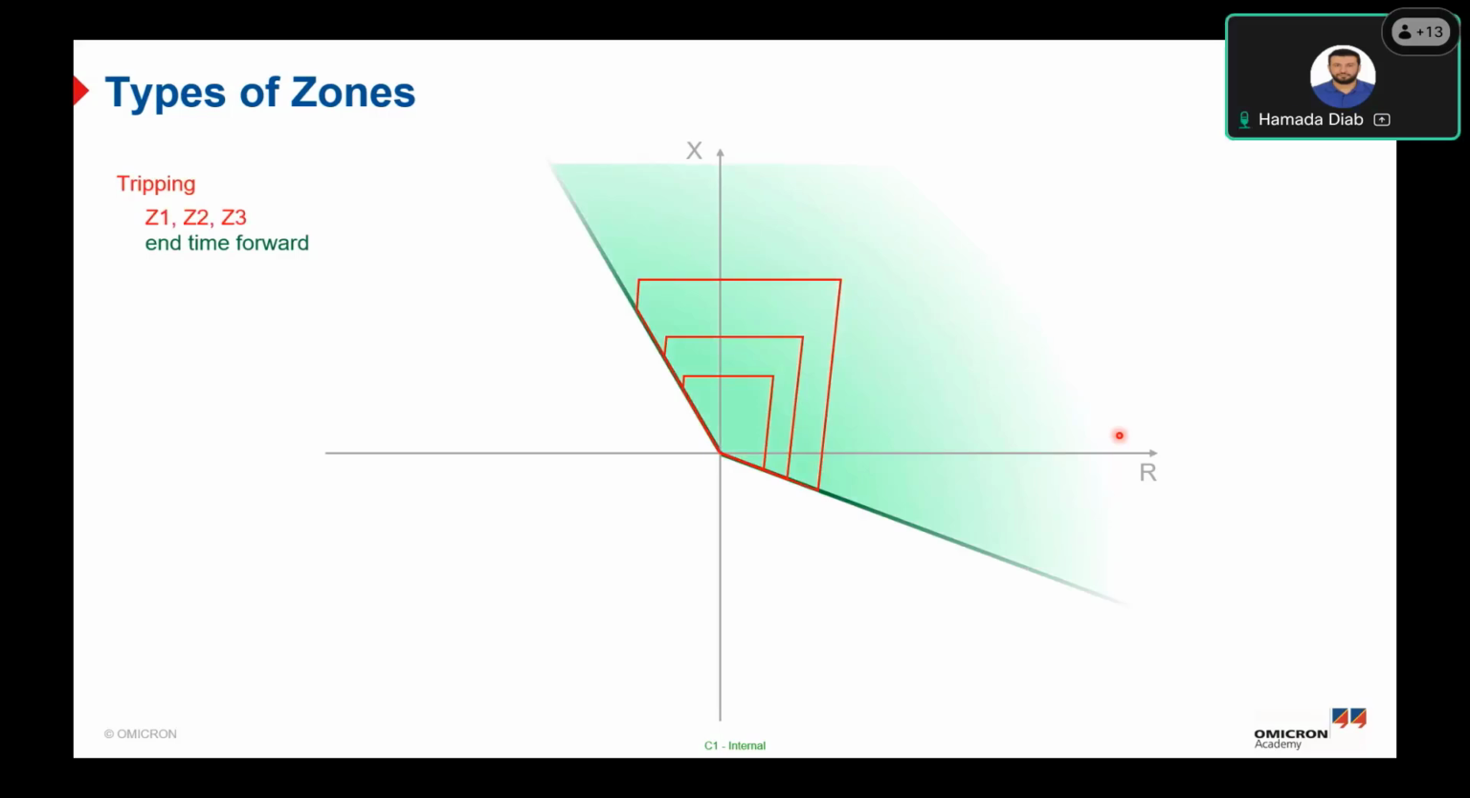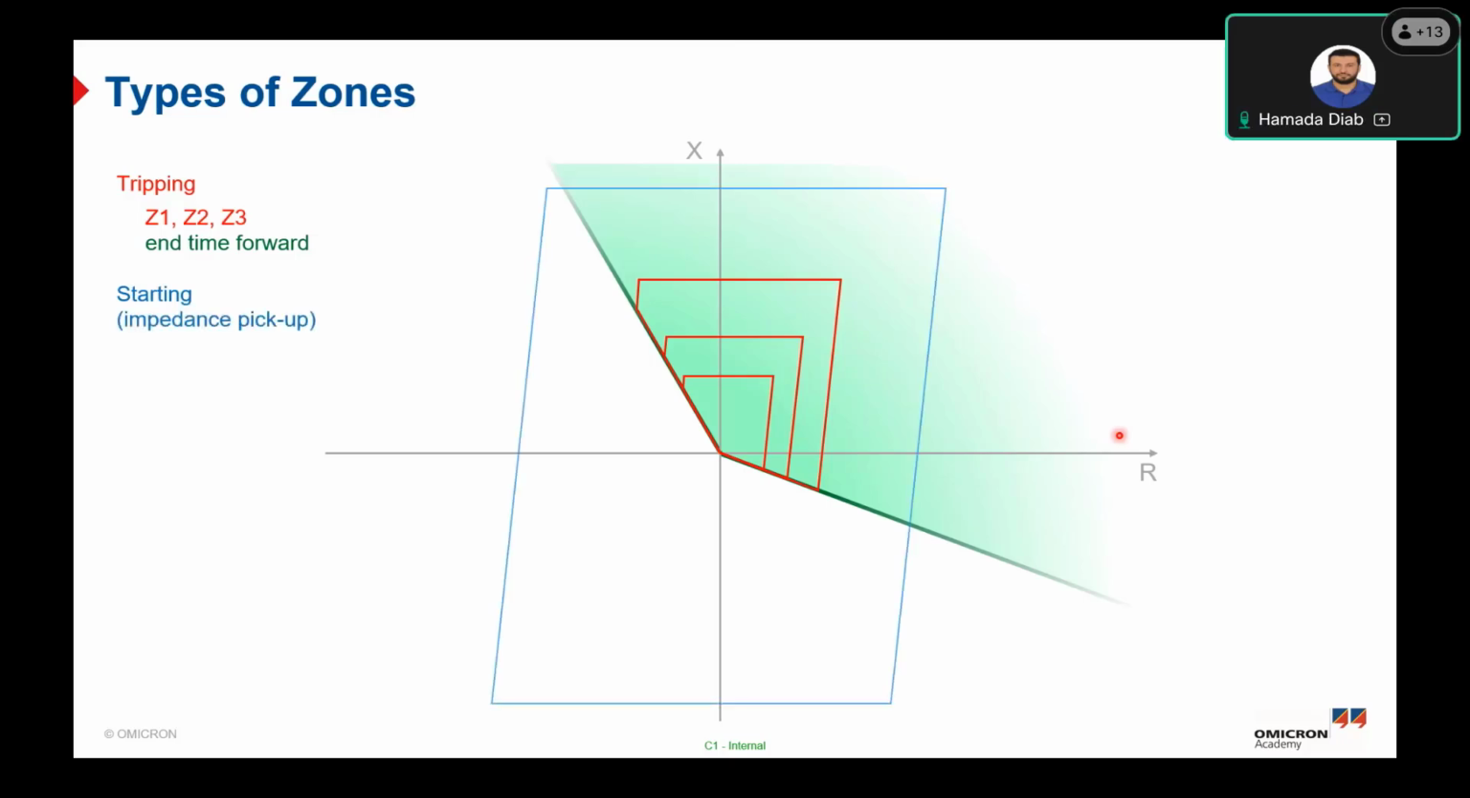So here is the first type, which is called tripping. We have the second type of zones, which is the starting zones or the impedance pickup zones. This zone causes starting only, which means it will not cause a trip command for the circuit breaker. It's only a starting zone. It's possible to define a range of the impedance plane in which the starting will be followed by a triggering with a maximum operating time, such as the phase selection zones in the ABB relays, for example.